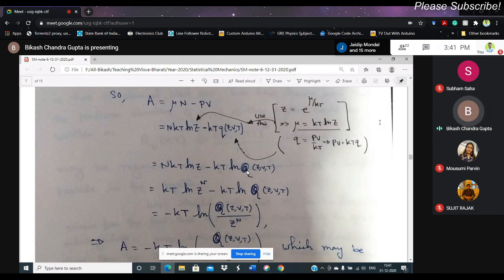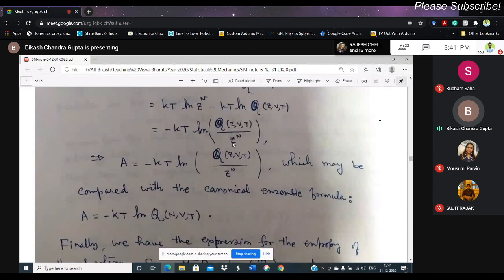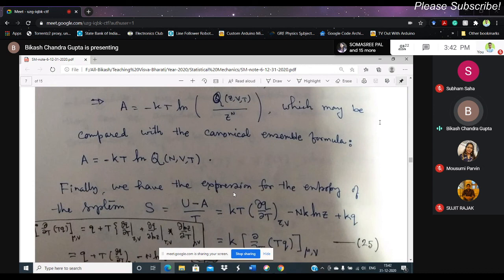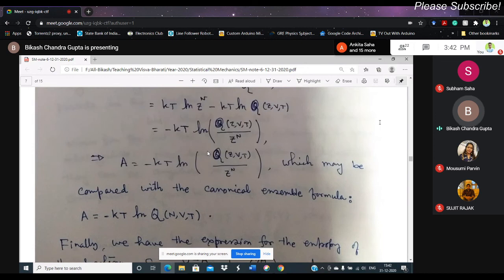And therefore A expression is minus kT ln of the grand partition function by z to the power n. And in the canonical ensemble, A is minus kT ln Qn, right? So these are similar expressions that we had. Not yesterday, on Monday we talked about it. And therefore S is basically, from your thermodynamical formula, U minus A by T, and this is basically U. You have the expression for U.